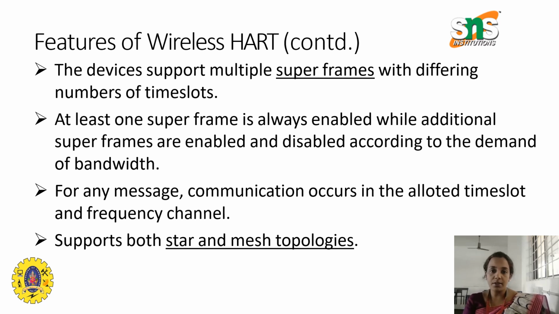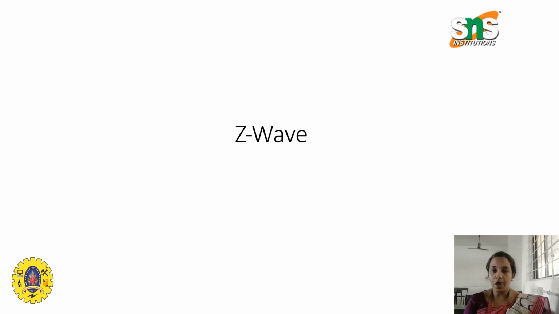The main features of wireless HART are that devices support multiple superframes with a differing number of time slots. At least one superframe is always enabled, while additional superframes are enabled and disabled according to the demand for bandwidth. For any message, communication occurs in the allotted time slot and frequency channel. It supports star topology and mesh topology. So these are the features of wireless HART.